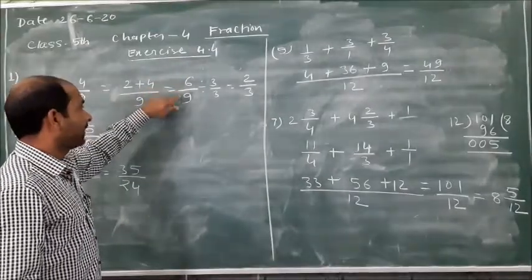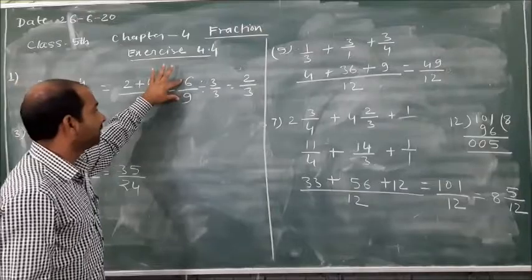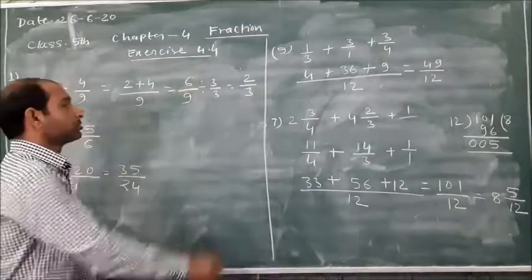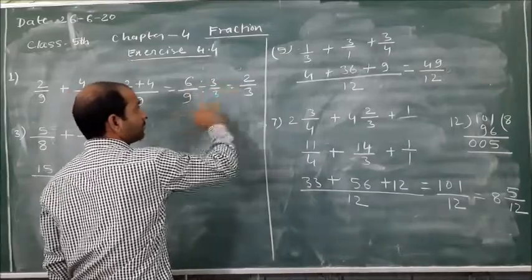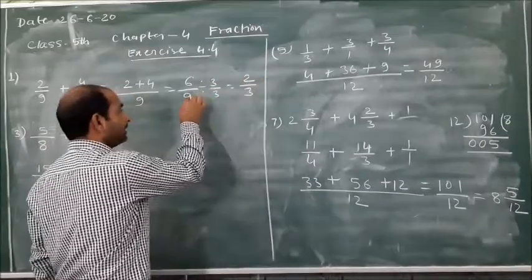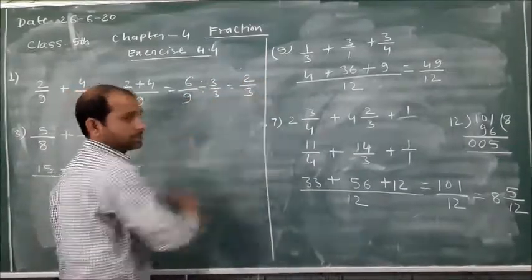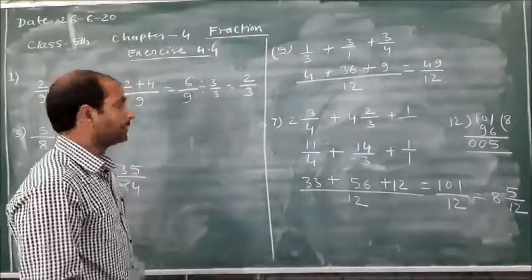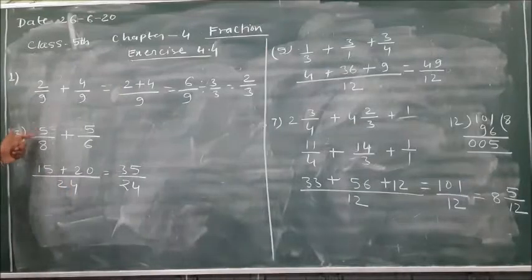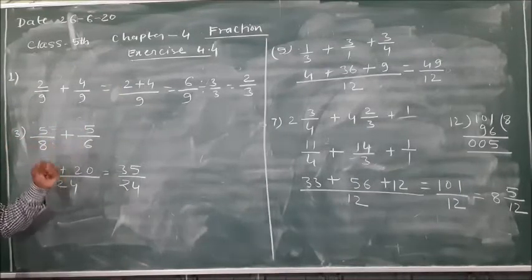6 upon 9: 6 and 9 are divisible by the same number, 3. So 6 divided by 3 equals 2, and 9 divided by 3 equals 3. So 2 upon 3, this is your answer. Now the next question, 5 upon 8 plus 5 upon 6.